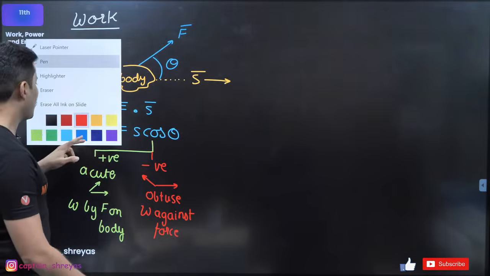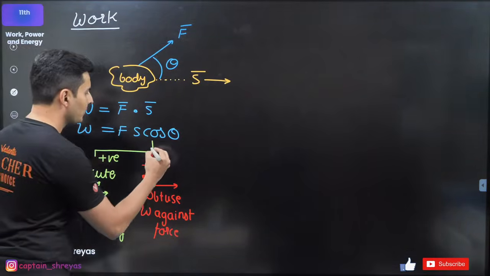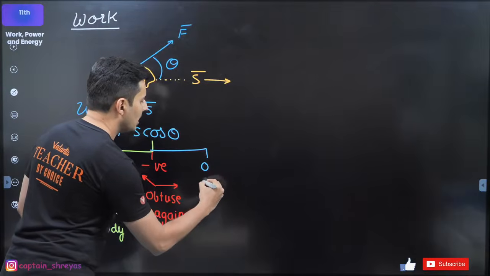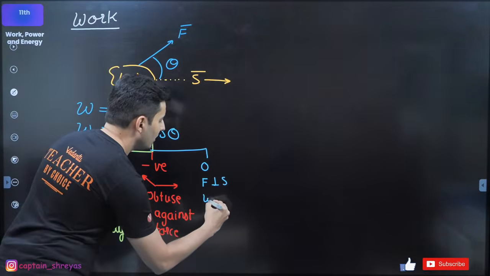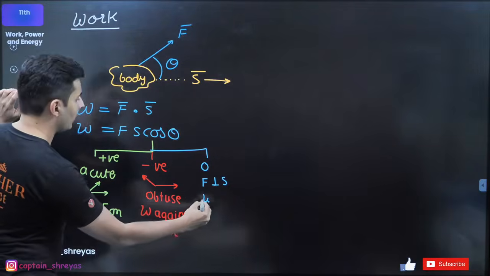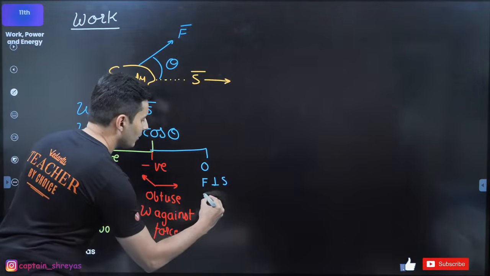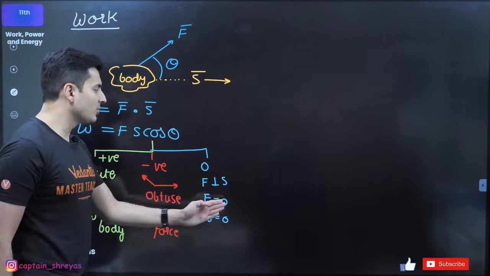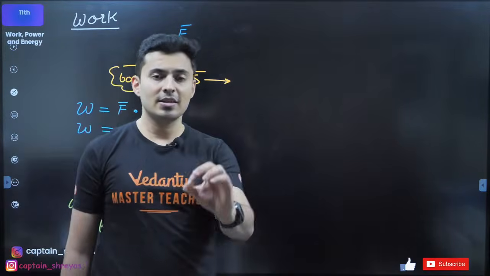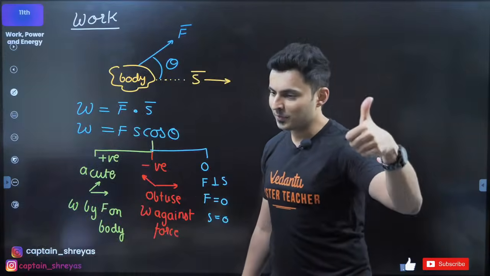And 0 can happen in many situations. If it is 0, that means the force is perpendicular to the displacement, or maybe the work is 0 because either the force is 0 or the displacement is 0. All the possible cases are there in case there is no work done, right?